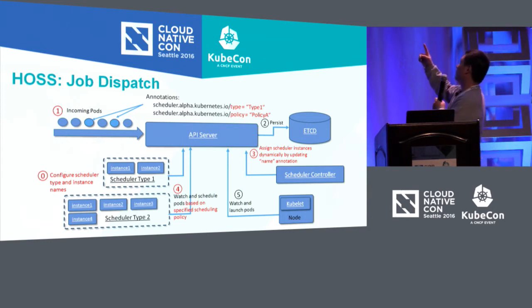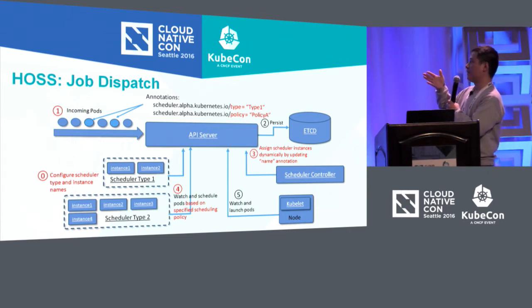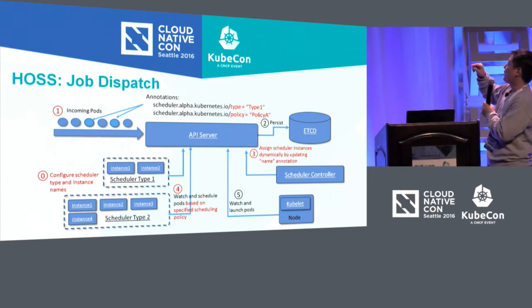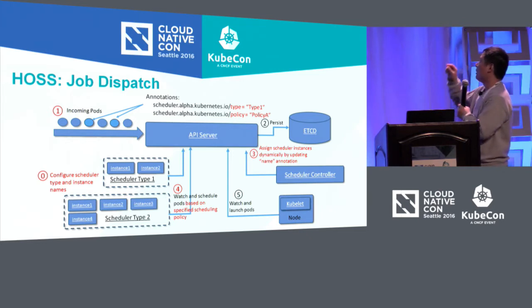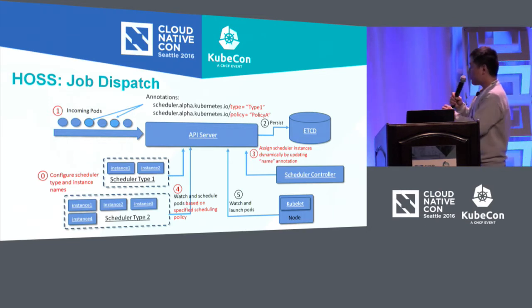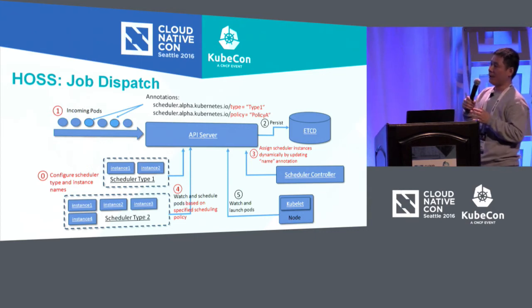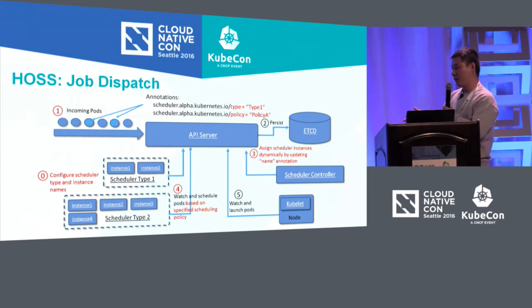And we introduced a new module called scheduler controller. This controller is aware of all the running scheduler instances. It will assign a scheduler instance dynamically, trying to balance the load among these scheduler instances. And what it does is that it will update the existing scheduler name annotation. So the existing scheduler can still work in the same way. It only schedules the pods with its own name. But with this scheduler controller, we can make sure that if there are multi-instances of the same scheduler type, the queue is roughly same length, and the scheduling latency is roughly same.